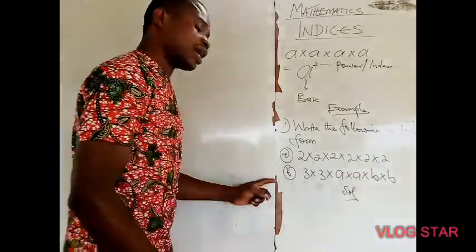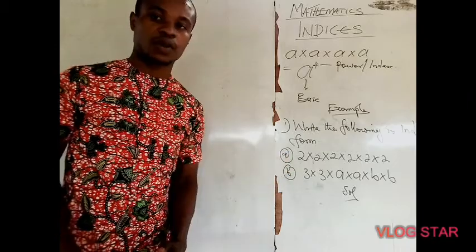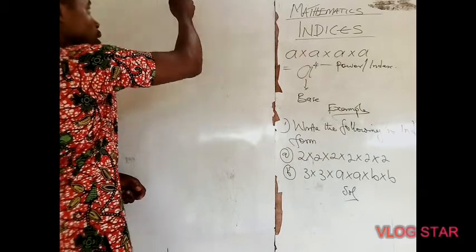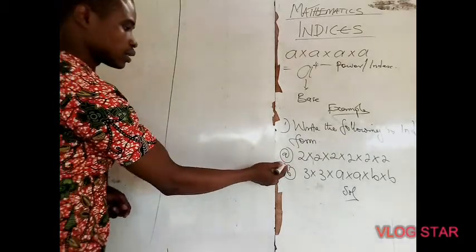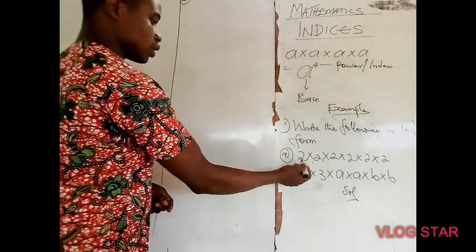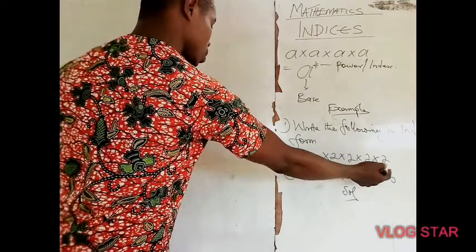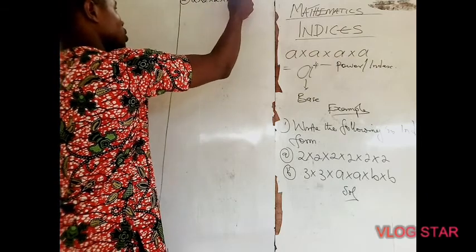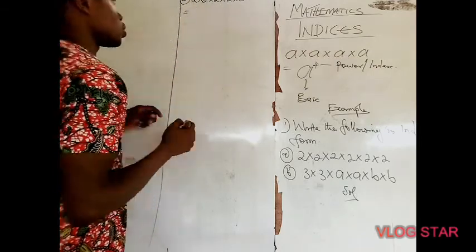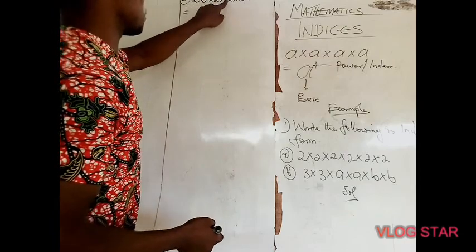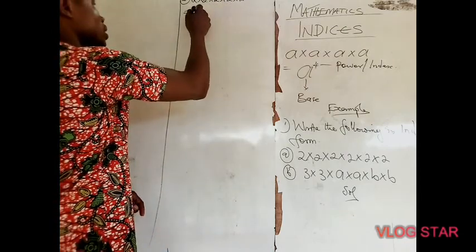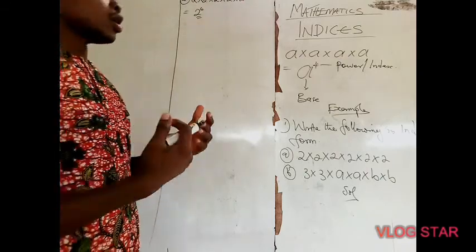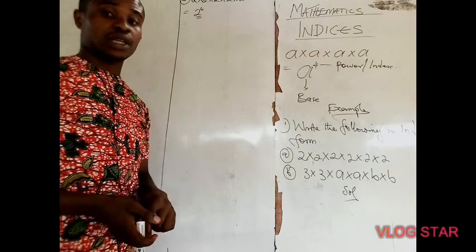Solution. Now how do I write these particular examples in index form? What we are considering here is equal factors. So from example a, we have 2 times 2 times 2 times 2 times 2 times 2, which is equal to, here 2 appeared how many times? 1, 2, 3, 4, 5, 6. That is 2 raised to power 6. That is in index form. Just pick one of the bases and then count the number of times that the equal factors appear. Then you get your result in index form.